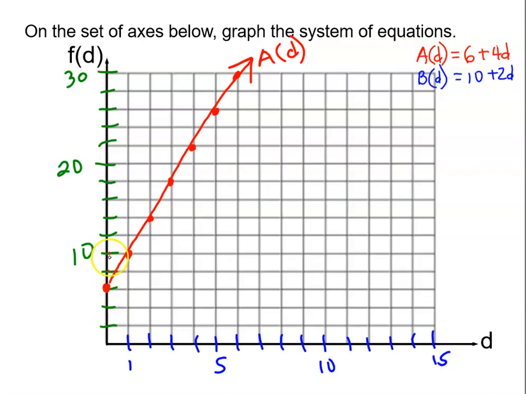2, 4, 6, 8, 10. And it looks like I increased 2 inches per day. 2 inches per 1 day.